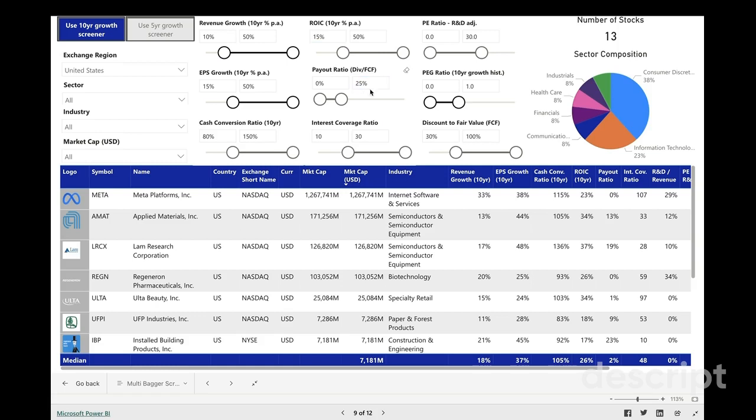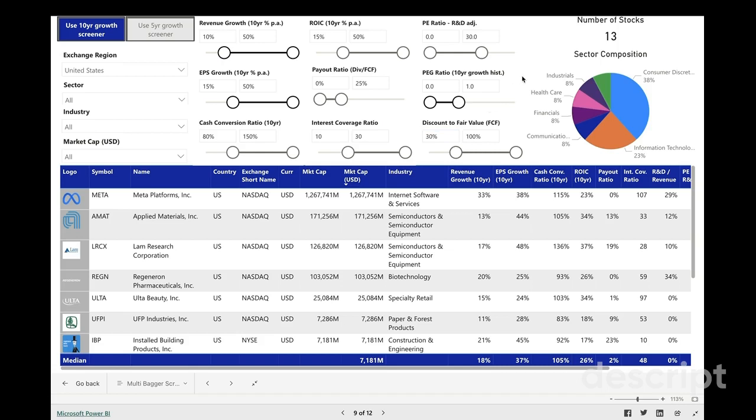Payout ratio calculated as dividends divided by free cash flow, less than 25%. Interest coverage ratio, greater than 10. Price to earnings ratio adjusted for research and development expenses, less than 30. Price earnings to growth ratio using 10-year historical growth, less than 1. Discount to fair value using historical free cash flow growth, greater than 30%.